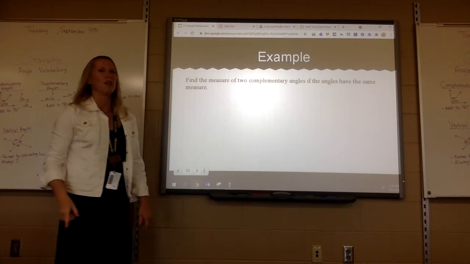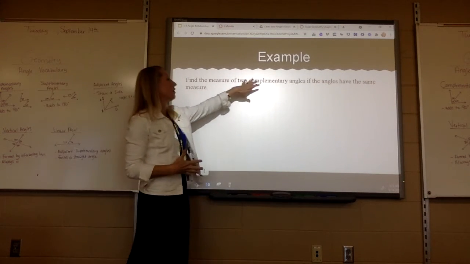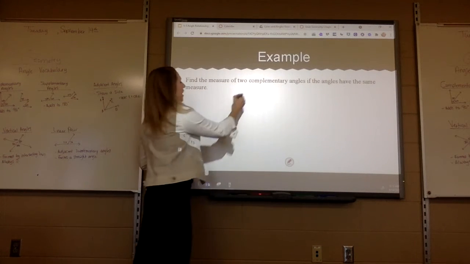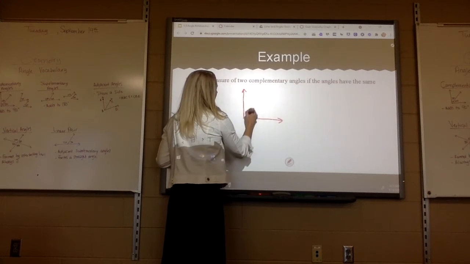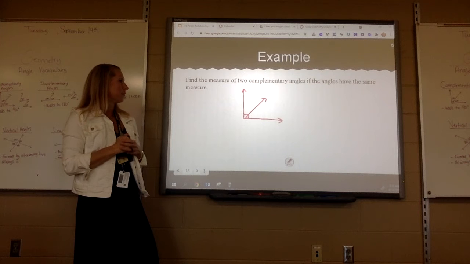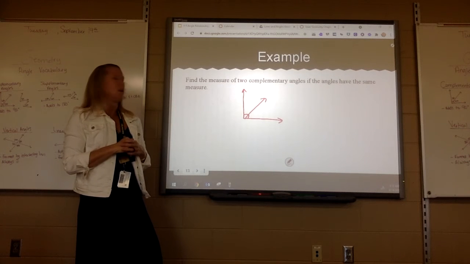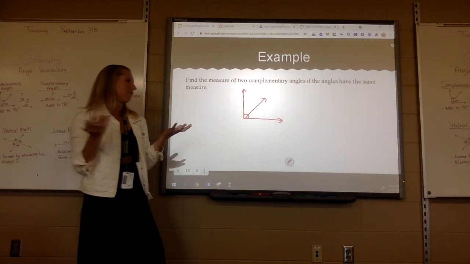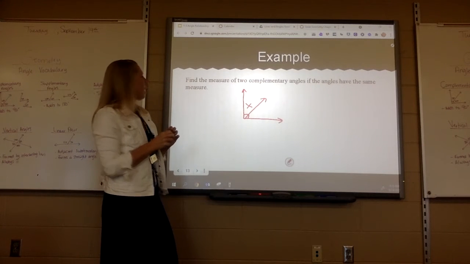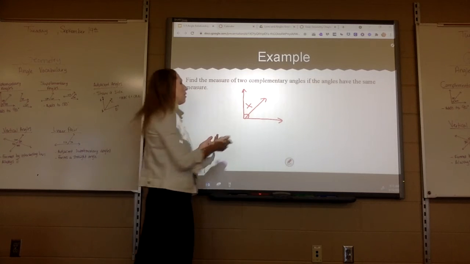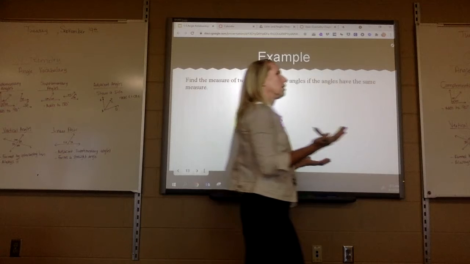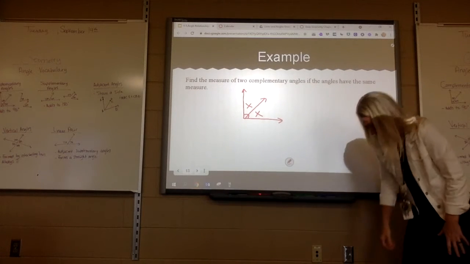What did I tell you? What kind of picture do you need to draw if it says complementary? A right angle. Okay, complementary, right angle. And then put a little ray inside there. Always call one of the angles X. Pick one, call it X. It says the angles have the same measure, so they would both be X. Just divide 90 by 2. What would each angle be?